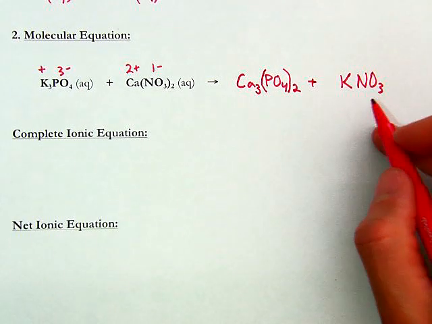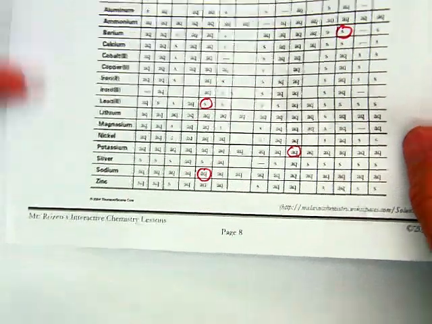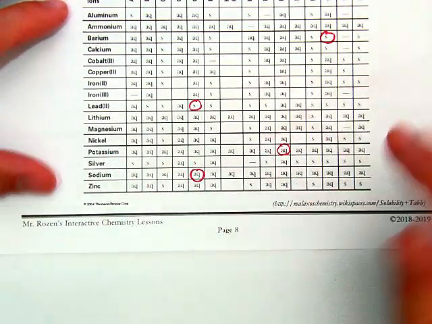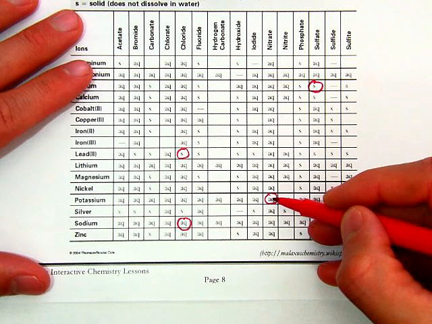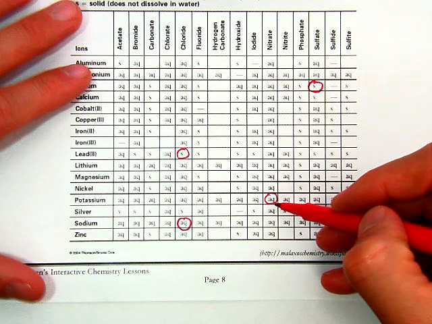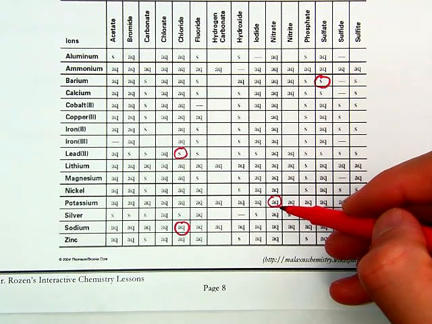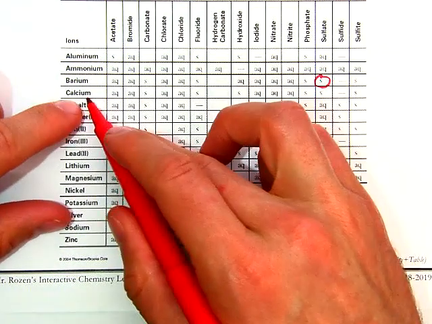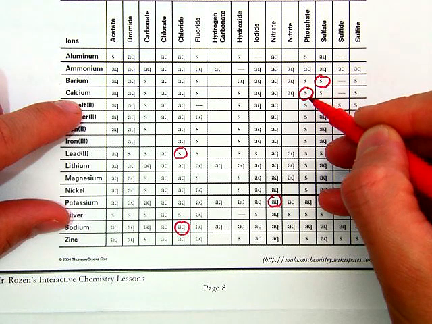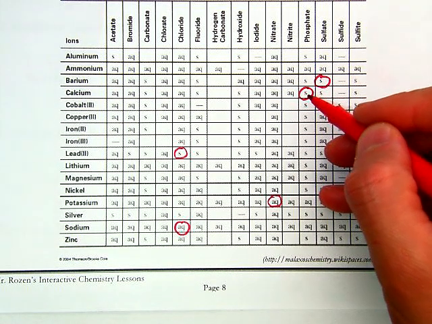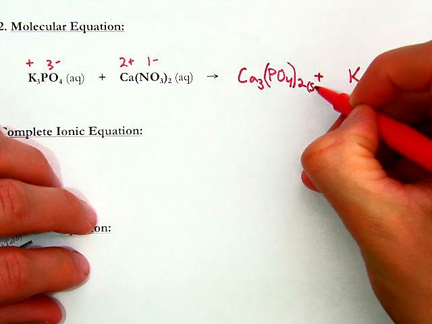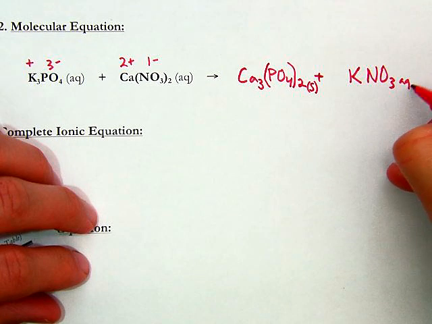Okay, potassium nitrate, we actually already saw that one over here. Potassium and nitrate is AQ. The other one was calcium and phosphate. So if we look at calcium and then we look at phosphate, ding ding, solid. So this is a solid and this is AQ.